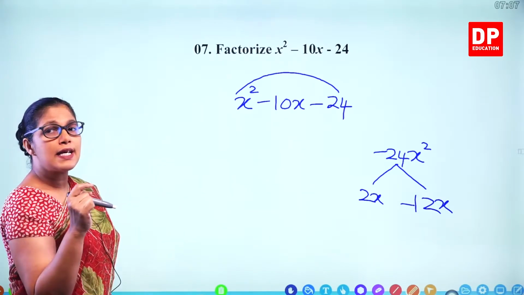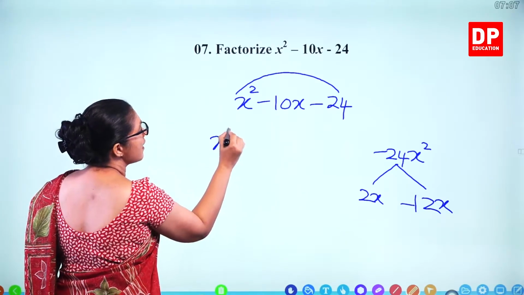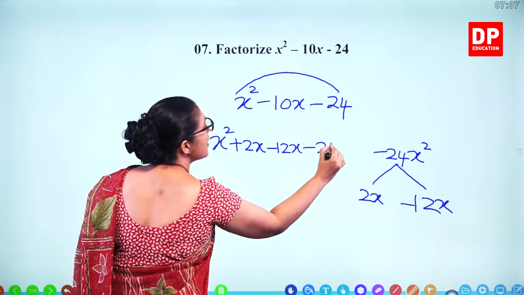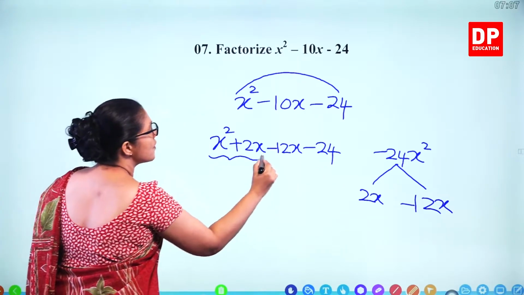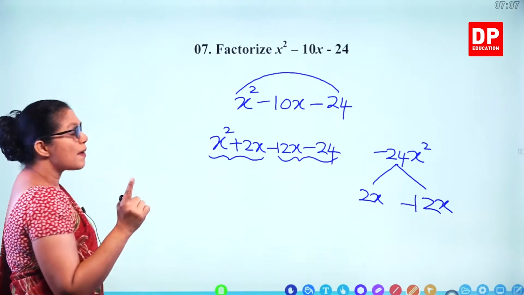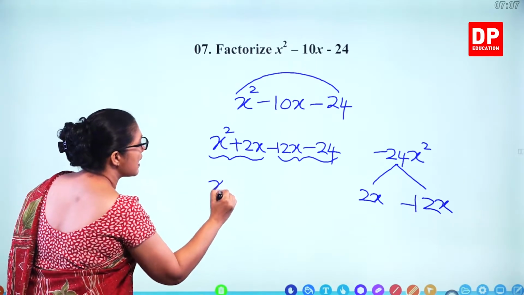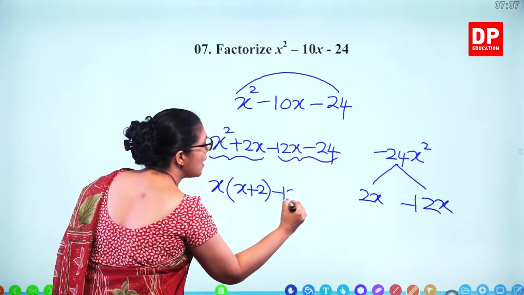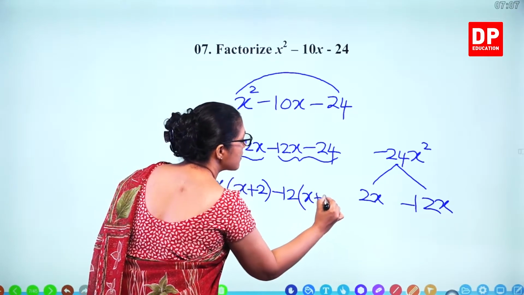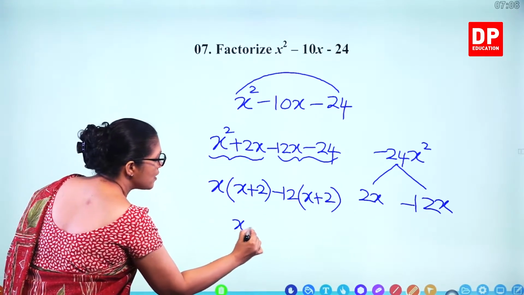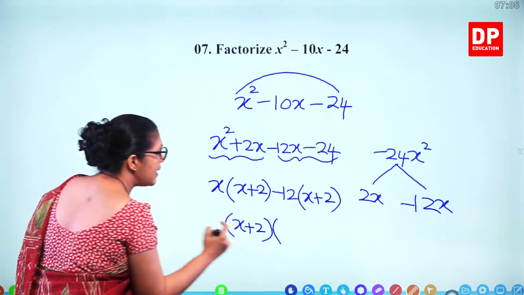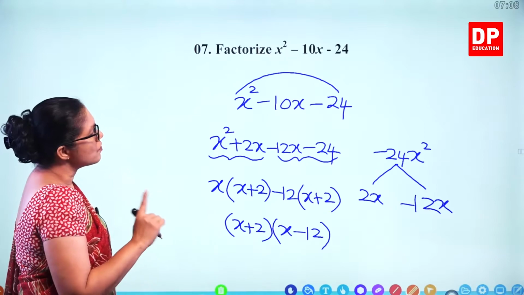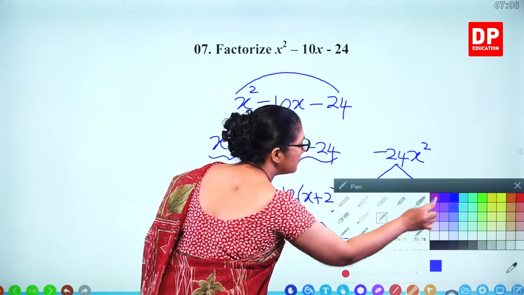Now split the middle term into these two. So you get x squared plus 2x and minus 12x minus 24. Take the first two separately and the last two separately and factorize. You can take x out, that's x plus 2. What about this one? Minus 12, you can take it out. You get x plus 2 again. X plus 2 is common for both, and then you get x minus 12. So this is a 2 marks question.